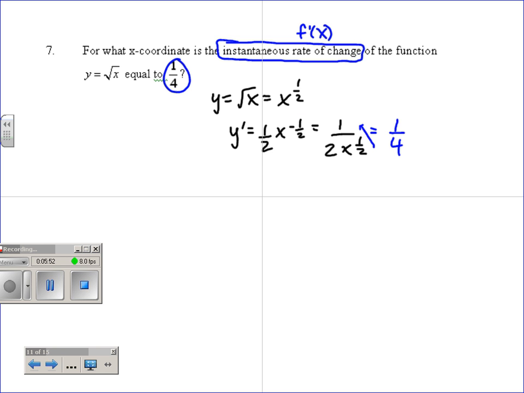Cross multiply, so you get 4 equals 2x to the 1/2. Divide by 2, so you get 2 equals x to the 1/2. To get rid of that, we square, so it makes the exponent 1. So 4 equals x.